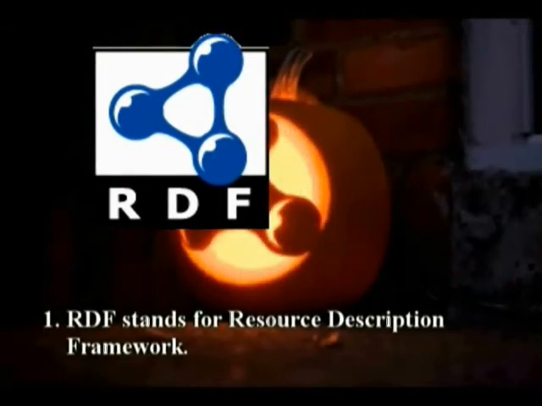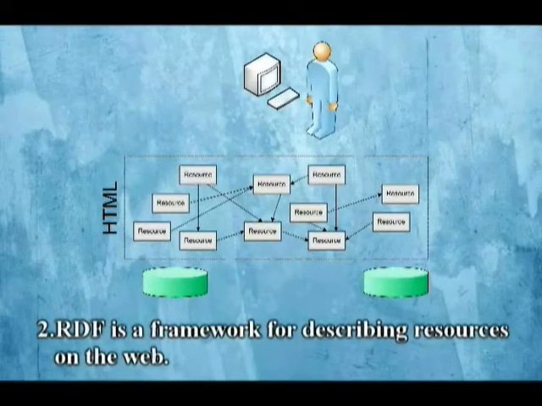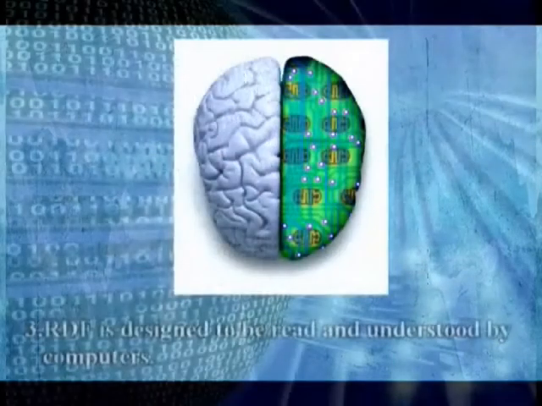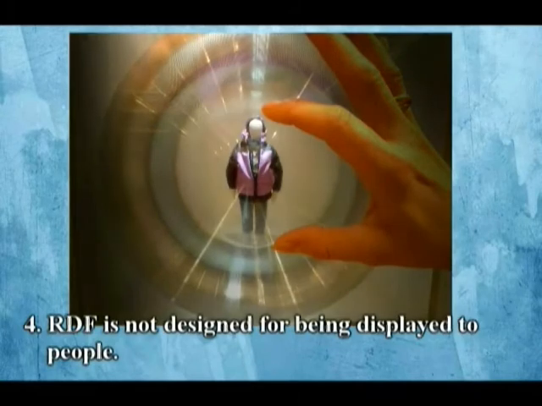What is RDF? RDF was designed to provide a common way to describe information such as title, author, modification date, content, and copyright information, so it can be read and understood by computer applications. RDF is a framework for describing resources on the web. But RDF descriptions are not designed to be displayed on the web, so it can only be understood by computers.